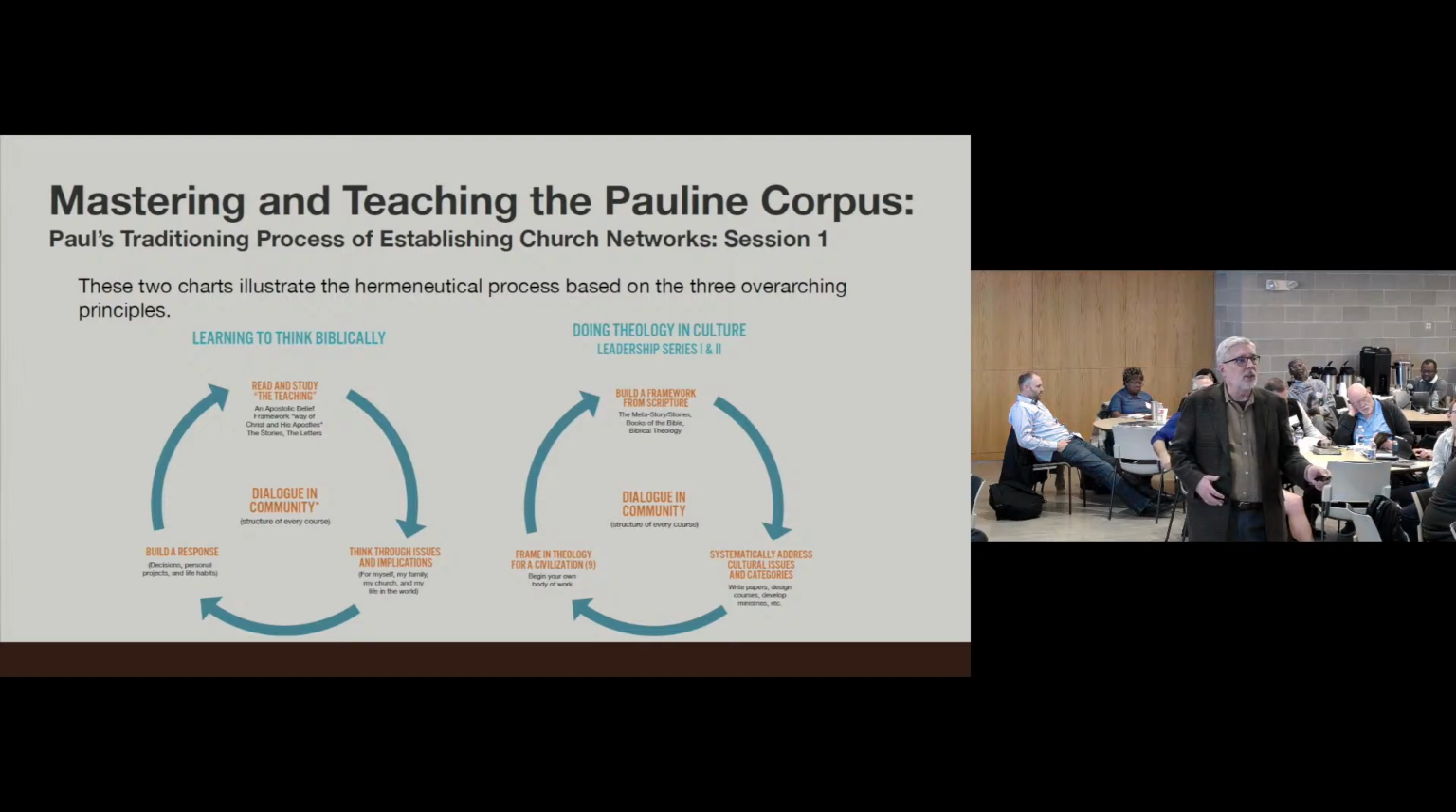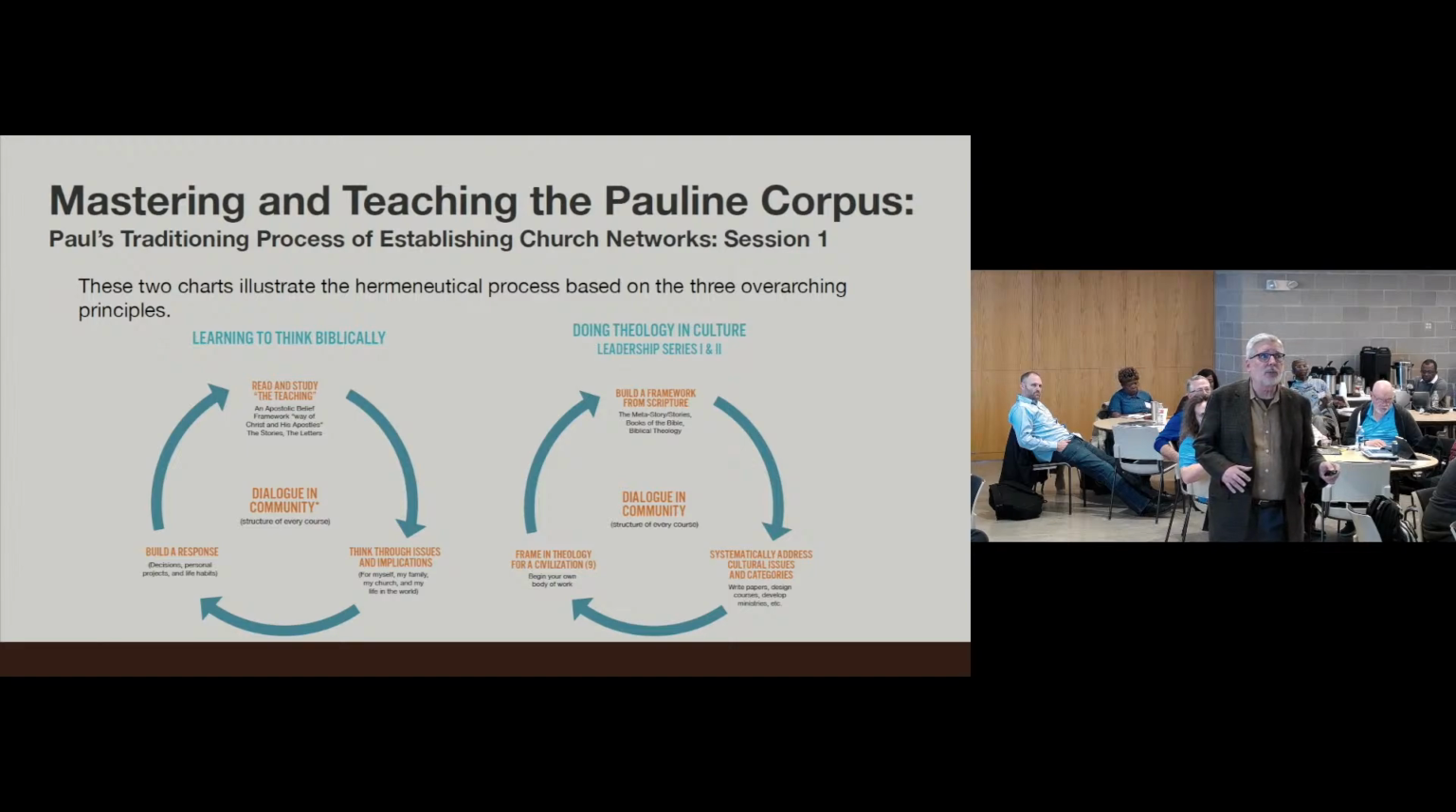Then you think, and all this is done in dialogue and community. You think through the issues and implications for yourself, for your family, for your church, for the life in the world around. And then you build a response: decisions, personal habits, projects. You keep going round and round that. And when you do it through the 3 series of the First Principles, you've got a pretty good foundation. But then you've got to think bigger, and that is, how do you do theology in a culture?